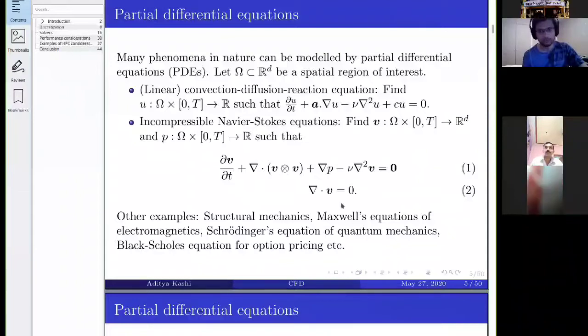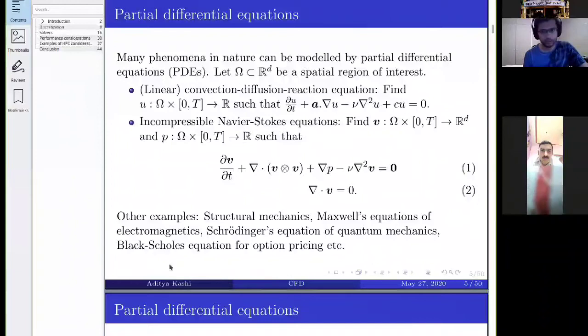Here we have essentially 4 different partial differential equations in 3 spatial dimensions. So the first momentum equation is actually 3 equations, and then the mass conservation equation, which here is the divergence-free condition, is 1 equation. So this is a very popular model in fluid dynamics in various applications.